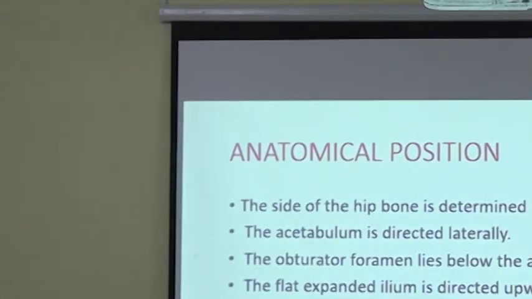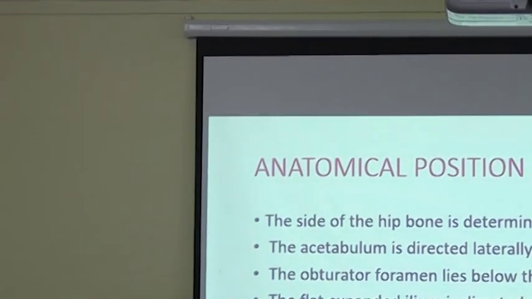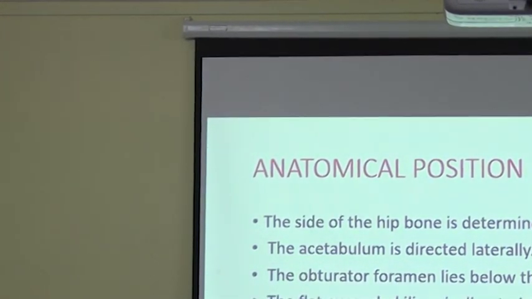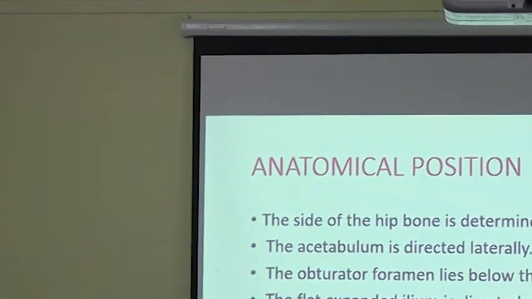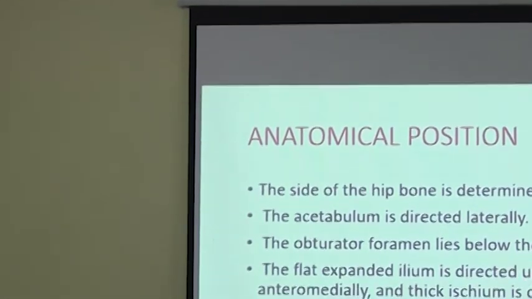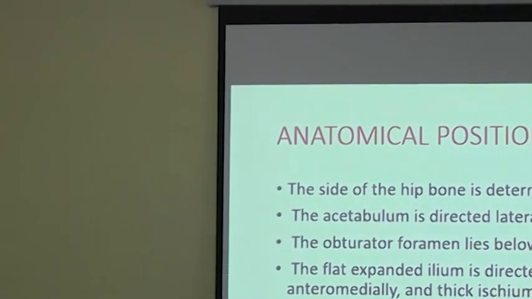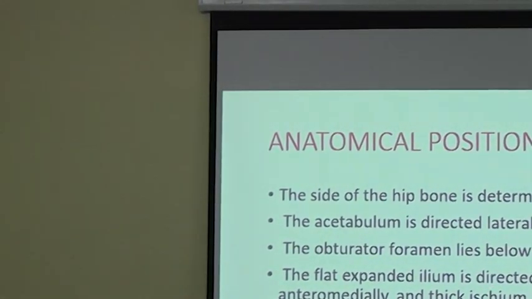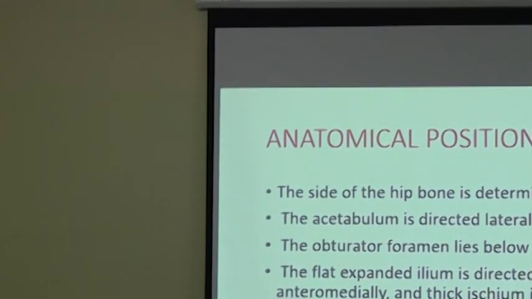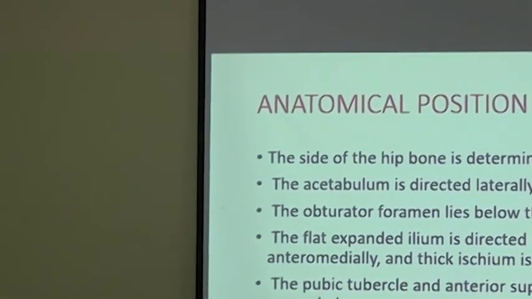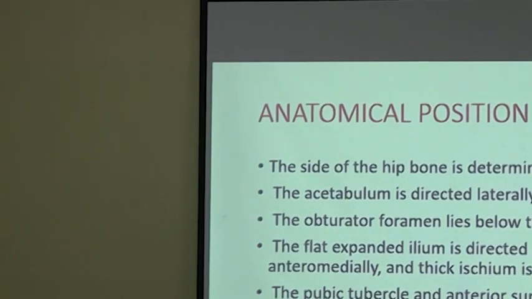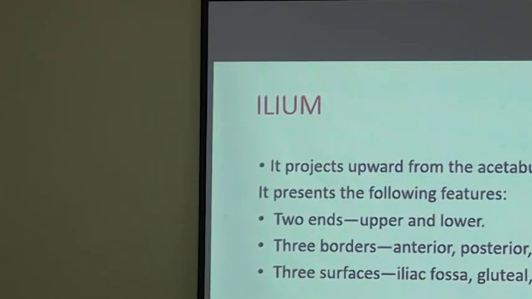So first, the acetabulum is directed laterally, and the obturator foramen, you can see here, is below the acetabulum. And this expanded ilium part is directed upward, and pubis is directed anterior-medially, and the ischium is directed posterior-inferiorly. And the pubic tubercle and anterior superior iliac spine are in the same coronal plane. First we discuss the ilium part.